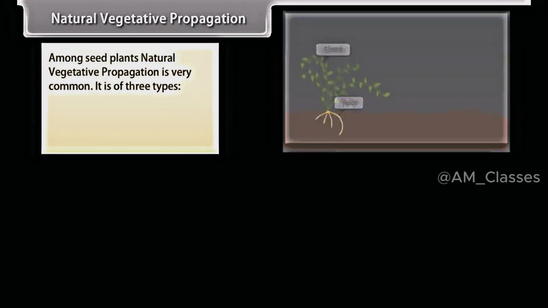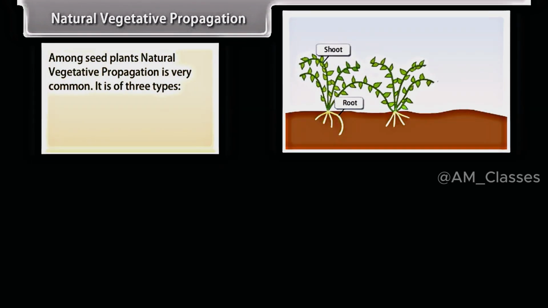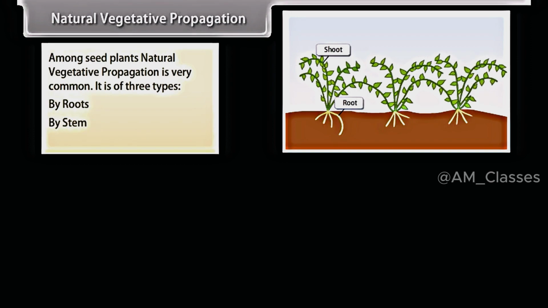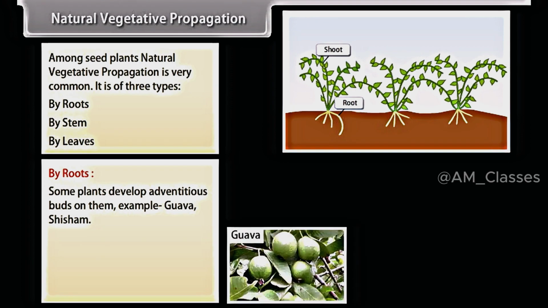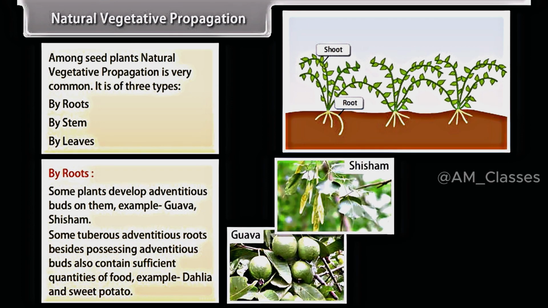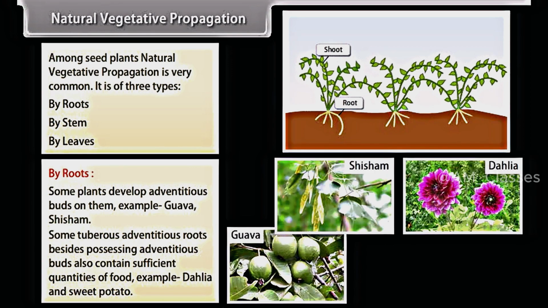Natural vegetative propagation. Among seed plants, natural vegetative propagation is very common. It is of three types: by roots, by stem, and by leaves. By roots. Some plants develop adventitious buds on them, for example guava and shisham. Some tuberous adventitious roots, besides possessing adventitious buds, also contain sufficient quantities of food, for example dahlia and sweet potato.